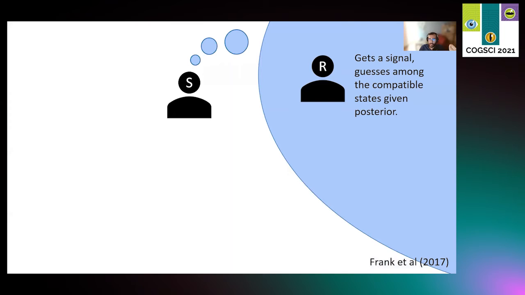Just very briefly, how do rational speech act models work? Well, there is a rational literal receiver, and they get a signal. They guess among the states compatible given the posterior. Then you have a pragmatic speaker, and the pragmatic speaker gets a state and tends to send the signal that is most useful to the literal receiver. So they have in mind the literal receiver and what their posteriors over states will look like, and they pick a signal that's useful for each state.